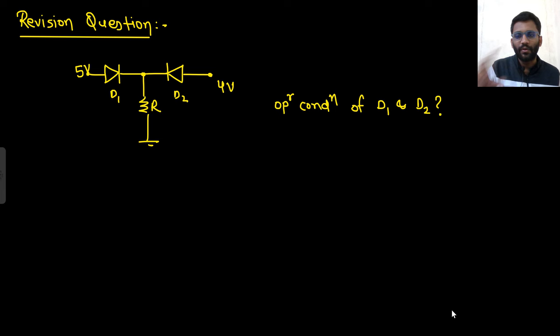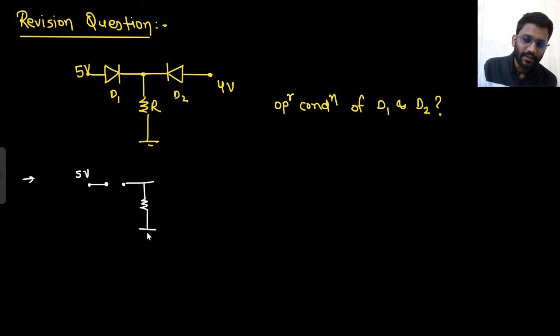A similar kind of question we have solved, just to revise. What do you do in these kinds of questions? This is 5 volt, two diodes are there, apply the open circuit test on both of the diodes. This is resistance R, this is 4 volt. So 0 volt will come here. This is P, this is N. This is P, this is N. This is having 4 volt, and this is having 5 volt.